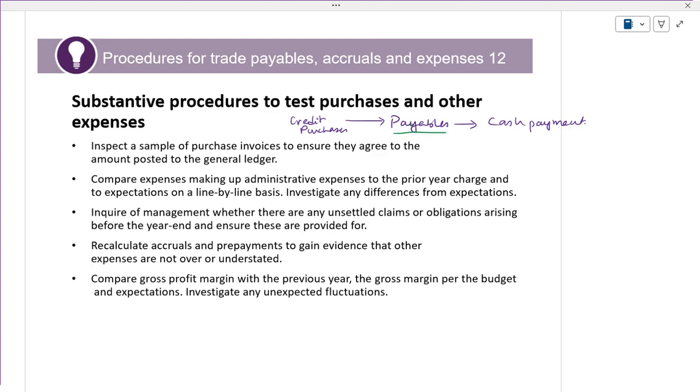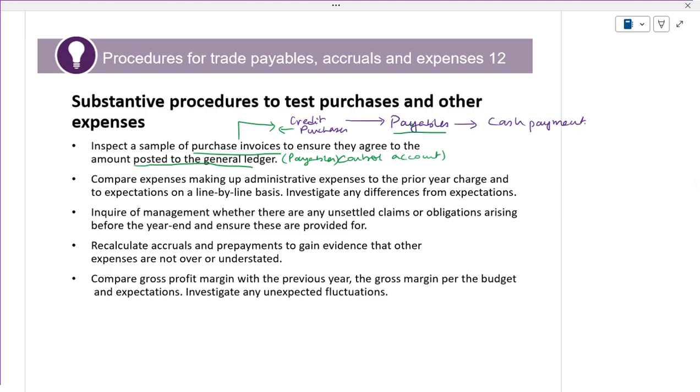Payables are classified. What is the source? The source is inspection of invoices. What is the source of credit purchases? The source of credit purchases is the purchase invoices. You have to make sure that they agree to the account posted in the general ledger. Which account are we going to post it to? We are going to post it in the payables account. To put it more clearly, we are going to post it in a payables control account. Everyone will have a unique account.